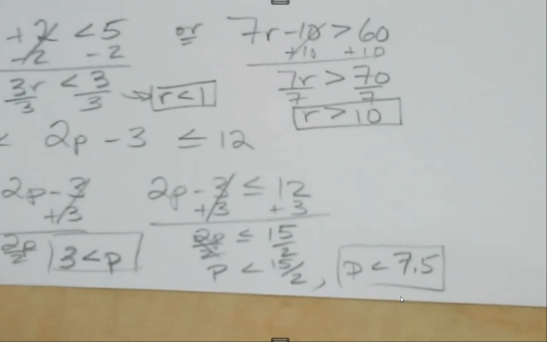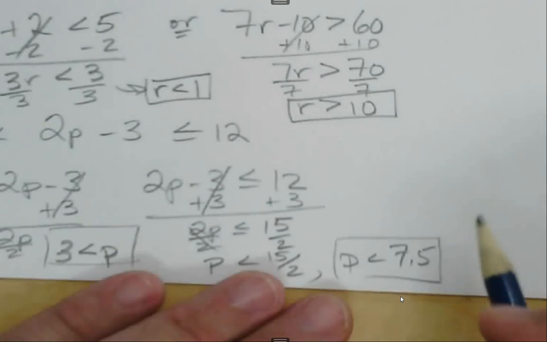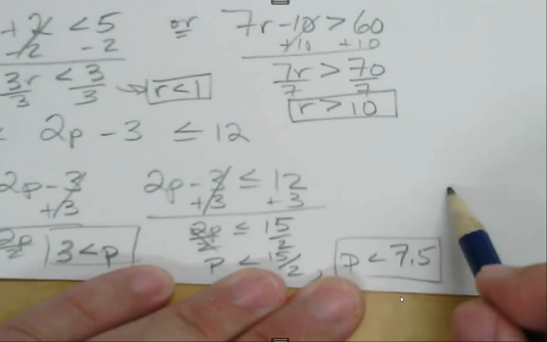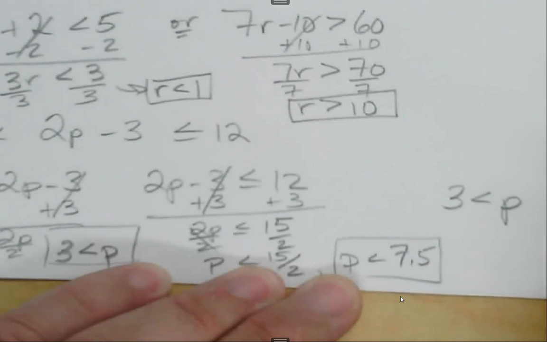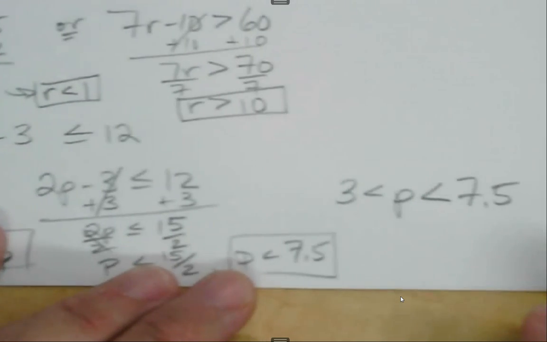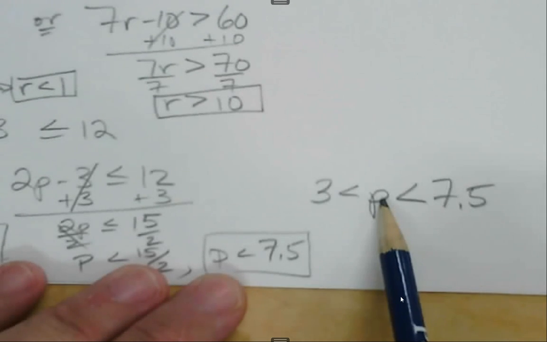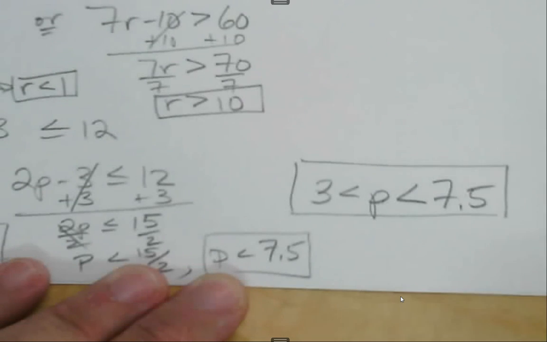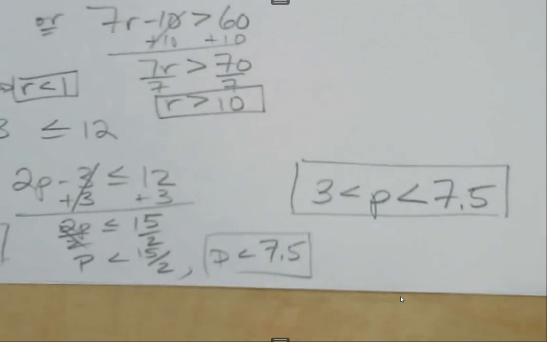And again, we could put those into our new format that we just learned. So 3 less than p is less than 7.5. So the way we really read that is p is between 3 and 7.5. Okay, so that is your answer for number 6 that we just worked out.